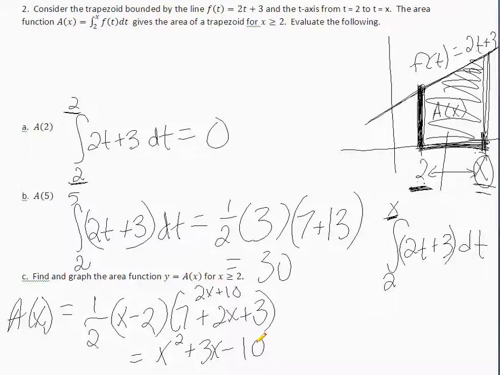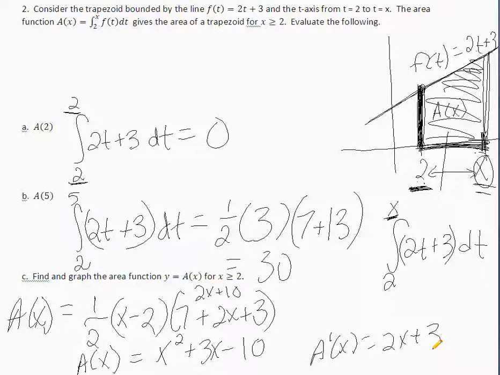Now the last question is saying compare the derivative of A to f. So now here's A of x. What does A of x stand for? A of x stands for the area under this curve from 2 to any number. If you find the derivative of it, what is it? What's the derivative of A? A prime is 2x plus 3, which is the actual curve 2t plus 3. So the derivative of the area under this curve is equal to what I started with.